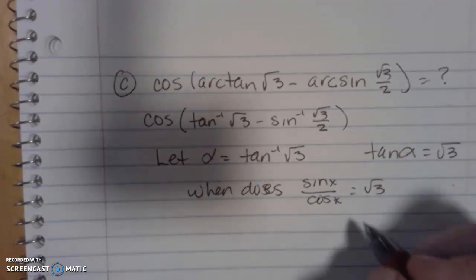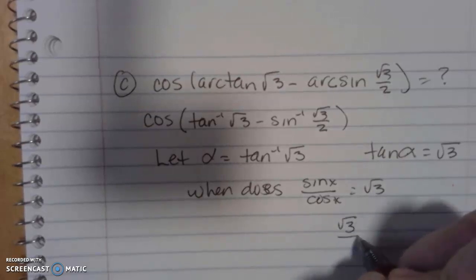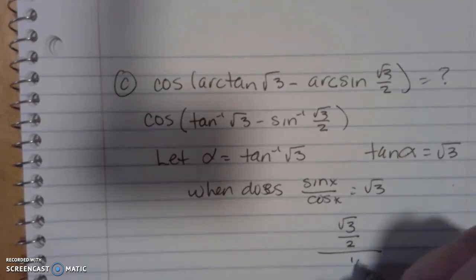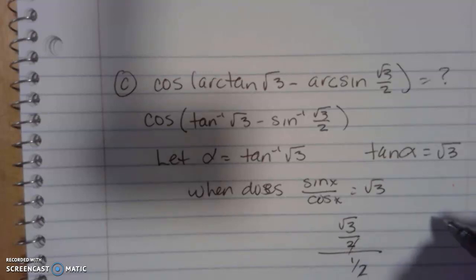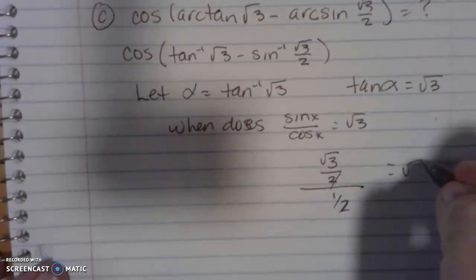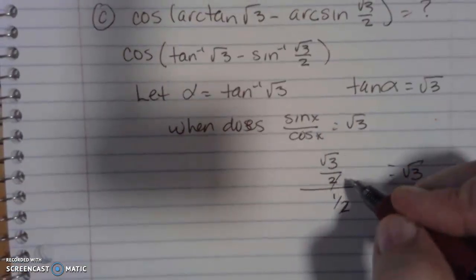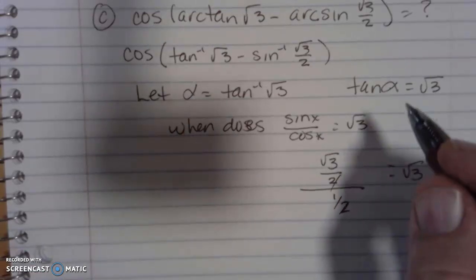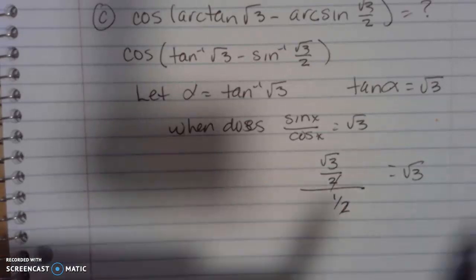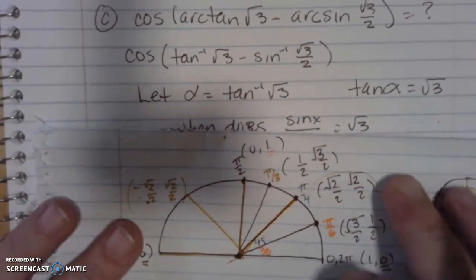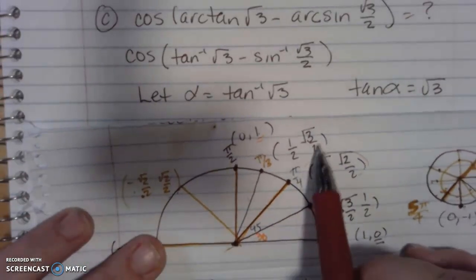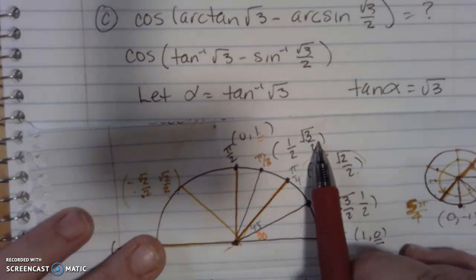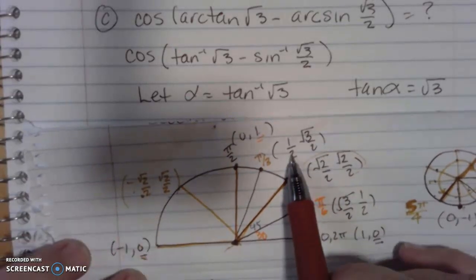Well, that's going to happen if we look at our unit circle when we have radical 3 over 2 divided by 1/2. Those 2's will cancel and we'll get radical 3. And where is that on our graph? We're going to get sine radical 3 over 2 divided by cosine of 1/2.